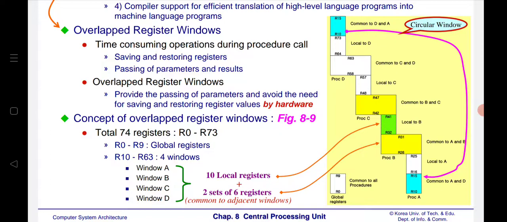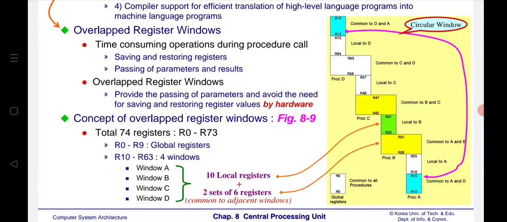Now, if you look here, for procedure A, registers R10 to R15 are common to procedure A as well as procedure D. So for procedures A and D these registers are common, and these register locations are overlapped with each other.